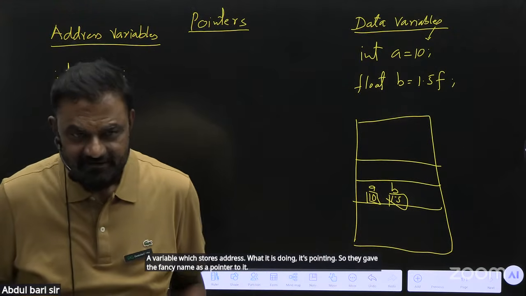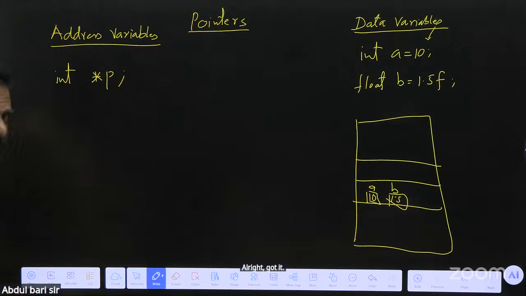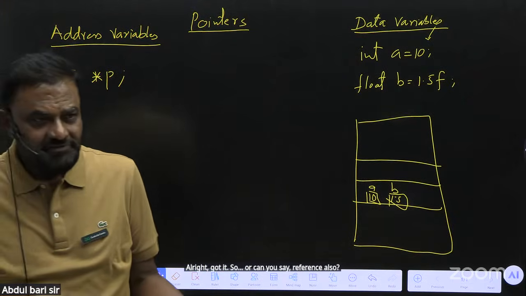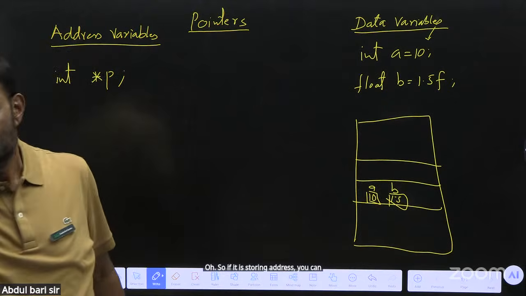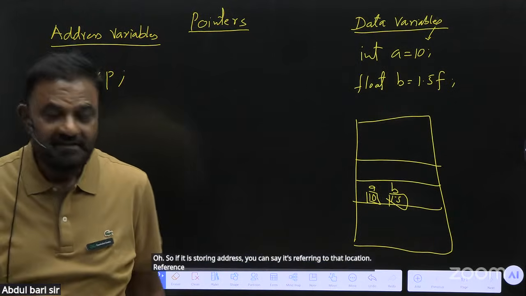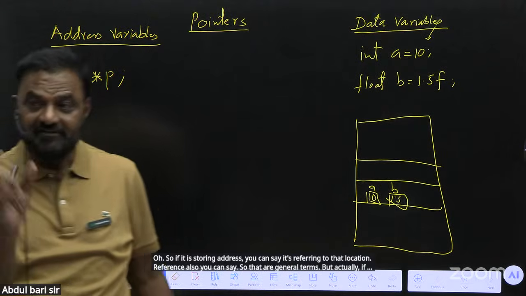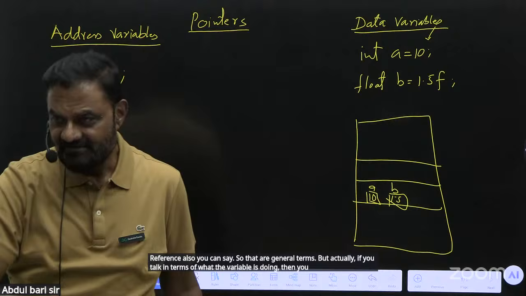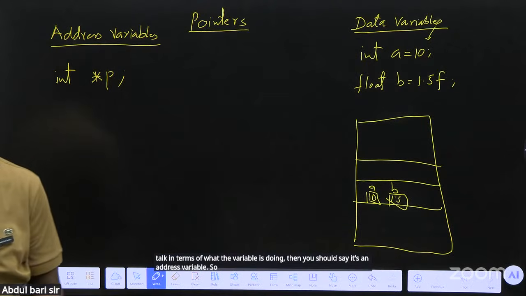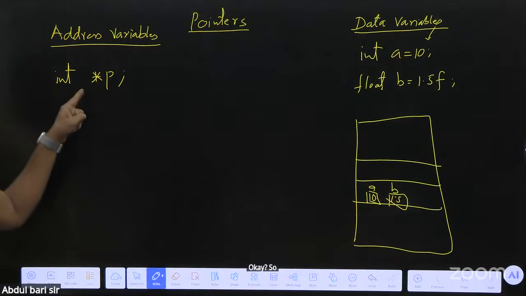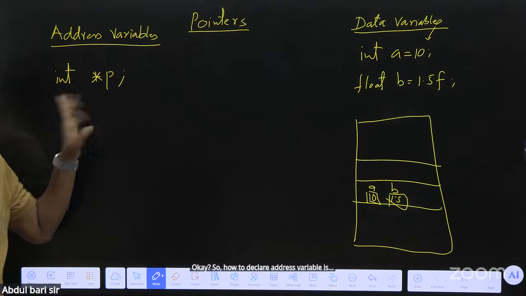All right, got it. Can you say reference also? If it's storing an address, you can say it's referring to that location. Reference also you can say. Those are general terms. But if you talk in terms of what the variable is doing, you should say it's an address variable. So address variables in C language are called pointers. So how to declare an address variable is star.